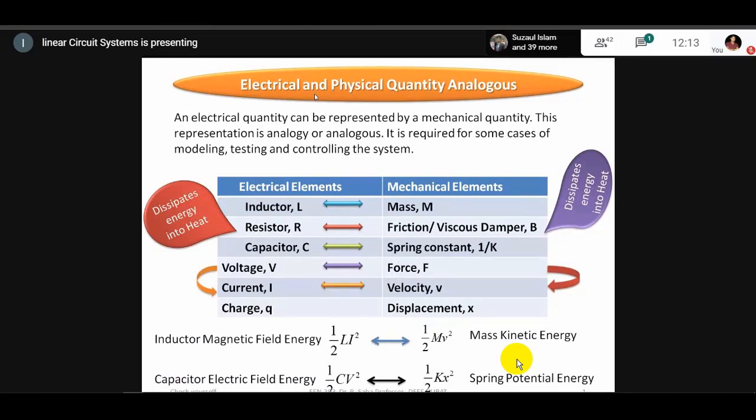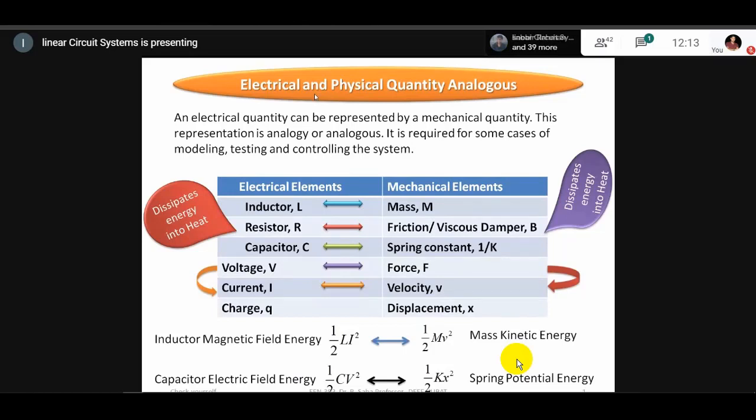And the major thing of this topic is modeling the system, modeling the physical system, like AutoCAD or any kind of physical system. If you want to control, then you need to model. For modeling purposes, we apply this analogous system. Understand? So we have two types of analogous system: one is called force voltage and the other force current.